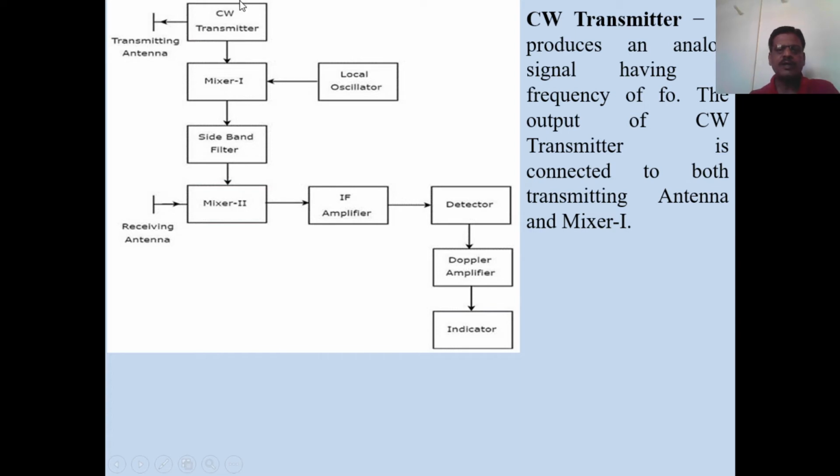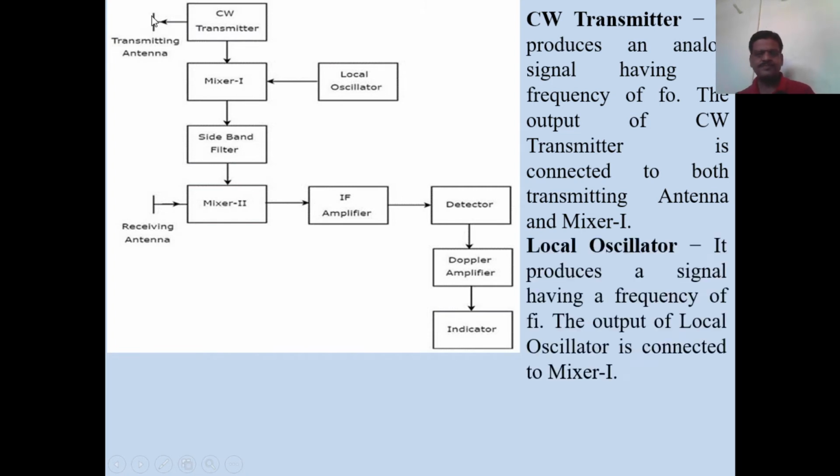Okay, and this continuous wave transmitter produces the continuous wave. Means the sine wave is produced by this CW transmitter, and this CW transmitter is connected to the mixer. Similarly, this is connected to the transmitting antenna. And this is the local oscillator, and as usual the function of local oscillator is to produce the frequency.